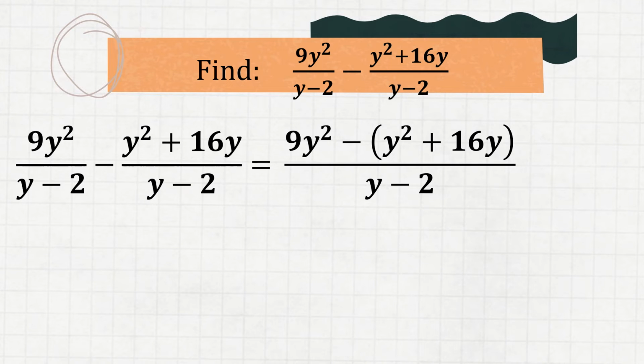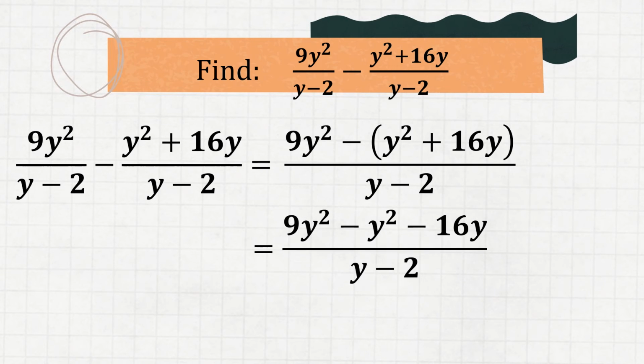So, ito na yung magiging form niya, 9y squared minus, so ito na yung, we will add the additive inverse of the y squared plus 16y. So, ilalagay lang natin siya sa open and close parentheses. Then, by using the distributive property, magiging ganito na siya. So, 9y squared minus y squared. Kasi negative times positive will be negative. And, kaya naman naging negative 16y kasi negative times positive will be equal to negative 16y.